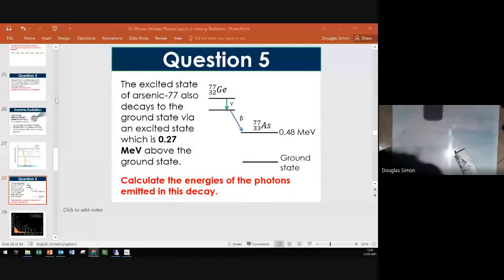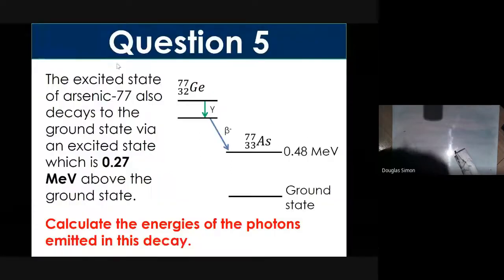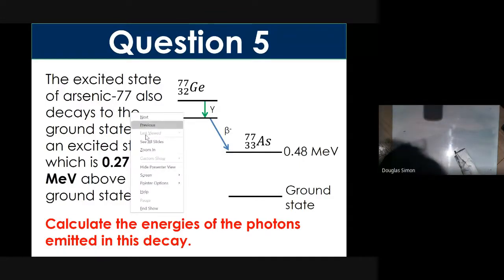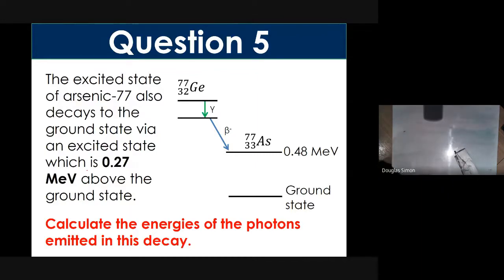So I'm going to share my screen with you. So you should be able to see this PowerPoint. And this might be a typical question. It's a very slightly different presentation, but basically the same. Got the excited state of arsenic-77. Also decays to the ground state via an excited state, which is 0.2 MeV above the ground state.